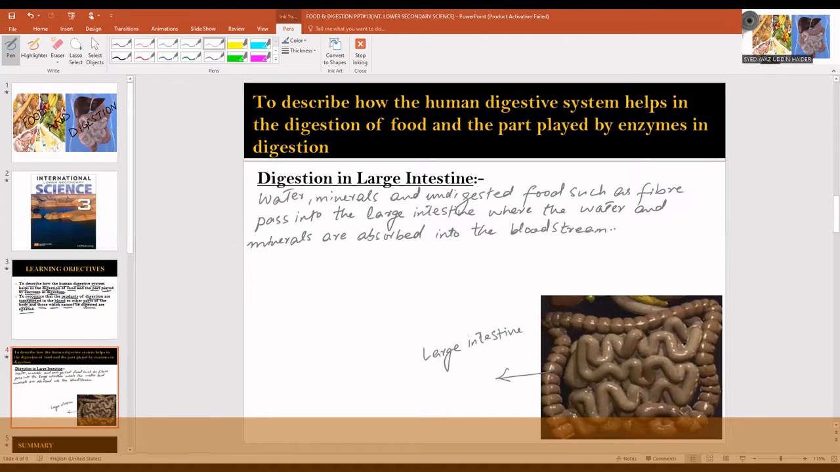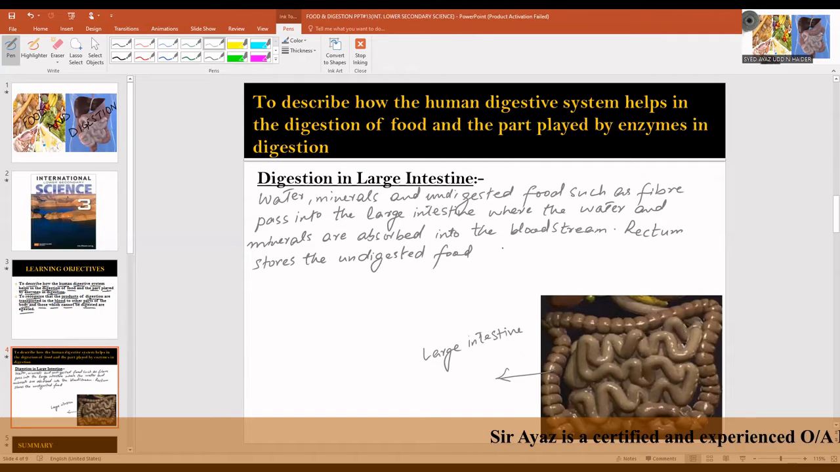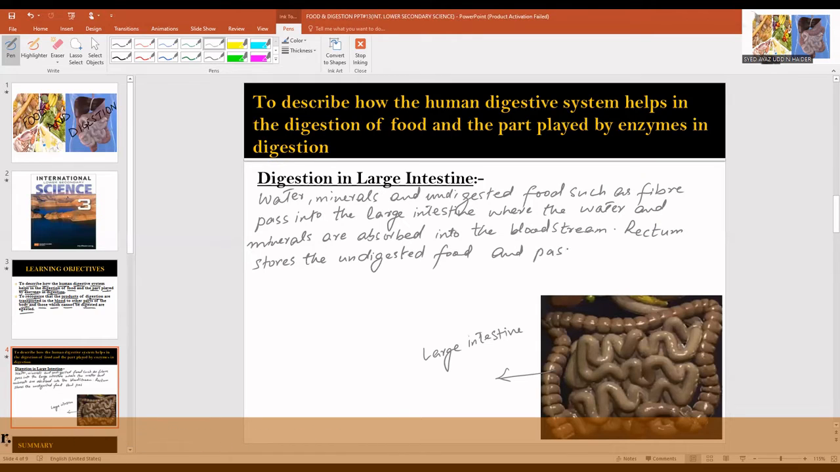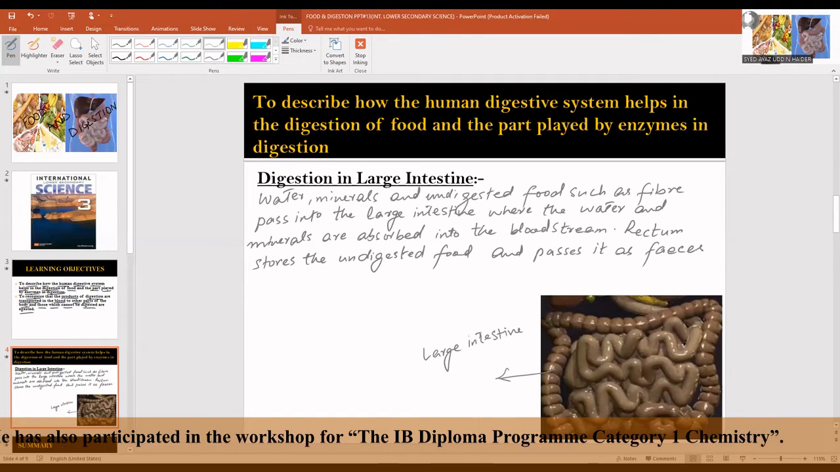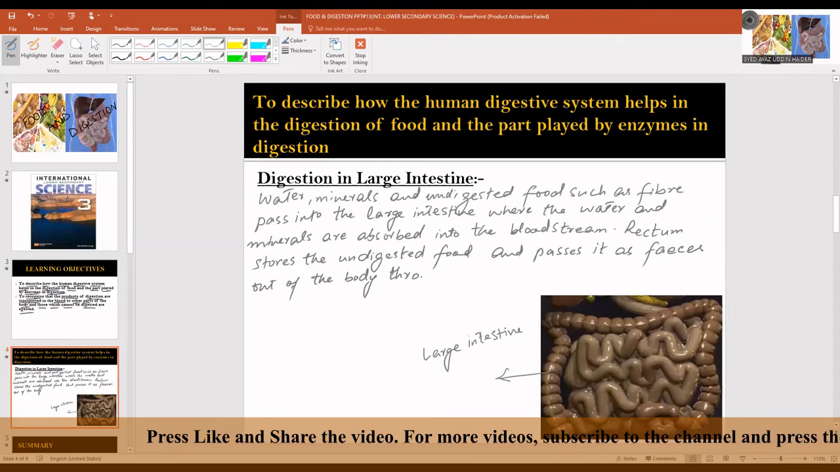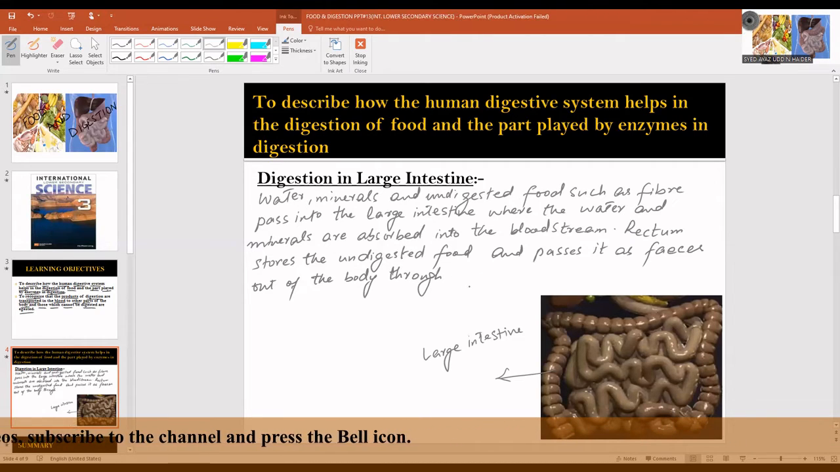The rectum stores the undigested food and passes it as feces out of the body to the anus.